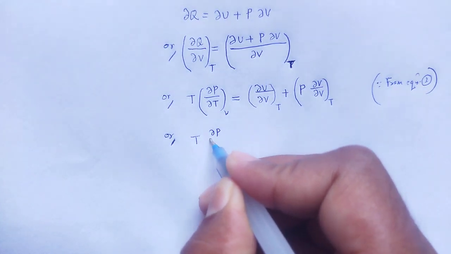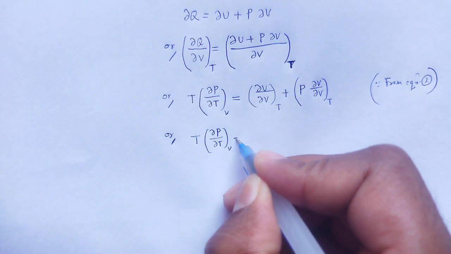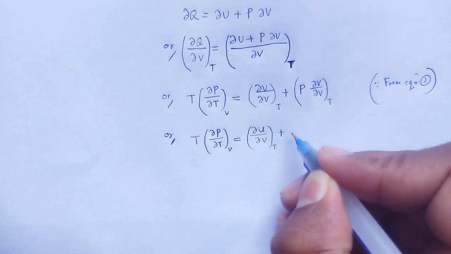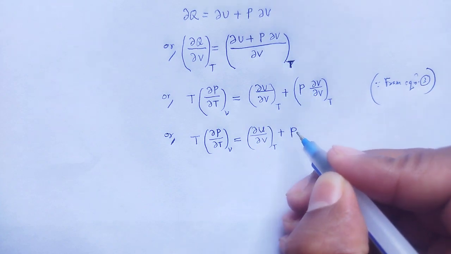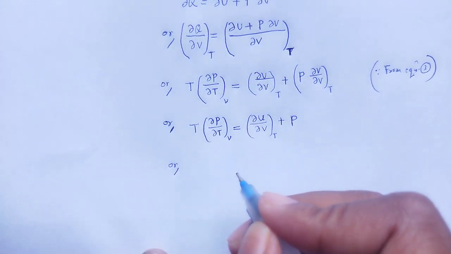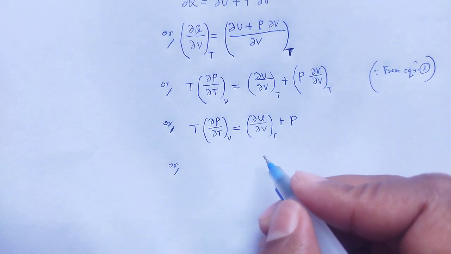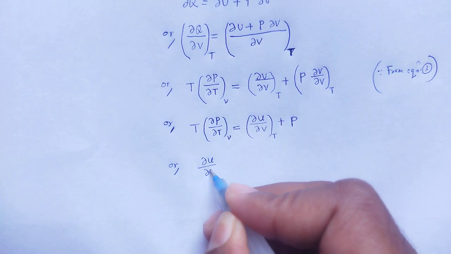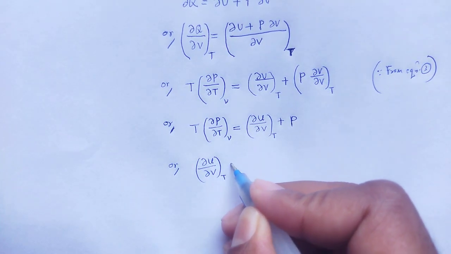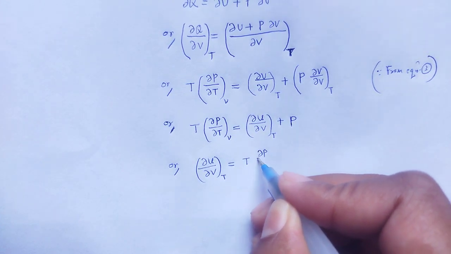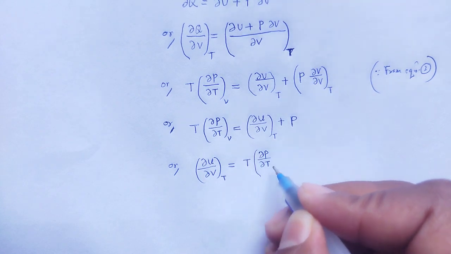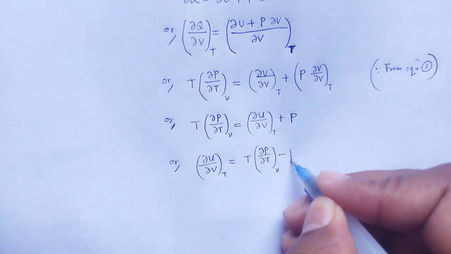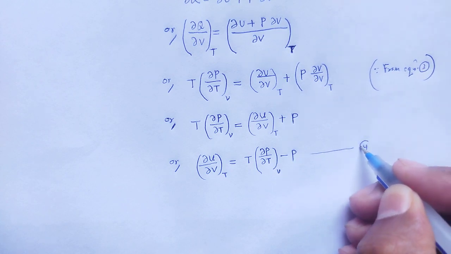T ∂P/∂T at constant V is equal to ∂U/∂V at constant T plus P, or ∂U/∂V at constant temperature is equal to T ∂P/∂T at constant volume minus P. That is equation number 4.